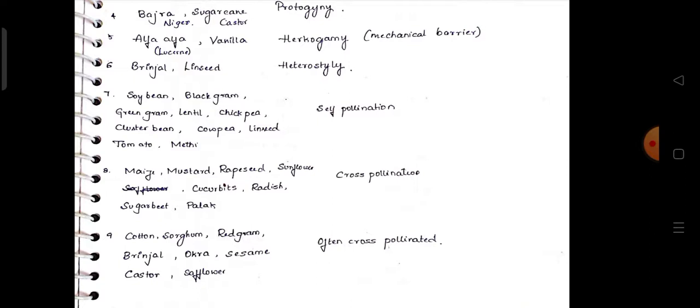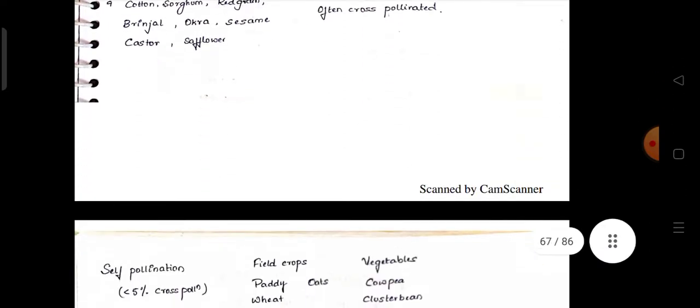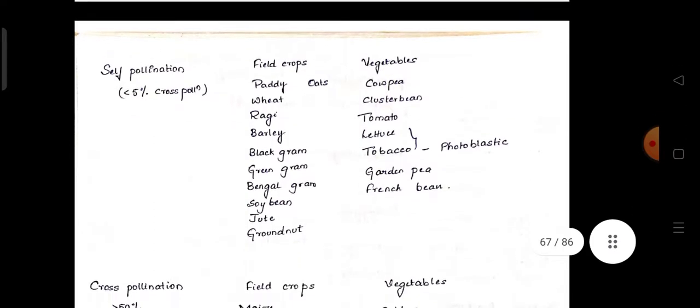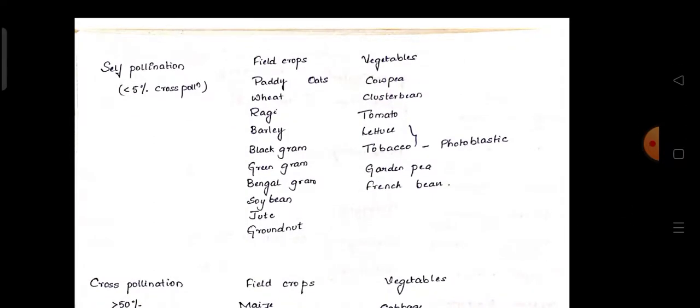Cross-pollination is found in maize, mustard, rapeseed, sunflower, cucurbits, radish, sugar beet, palak. Often cross-pollination is found in cotton, sorghum, red gram, brinjal, okra, sesamum, castor and safflower. Self-pollination, that is less than 5% of cross-pollination, is found in paddy, oats, wheat, ragi, barley, black gram, green gram, bengal gram, soybean, jute and groundnut.